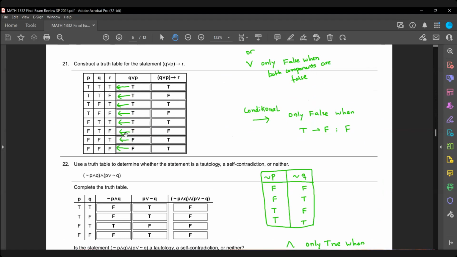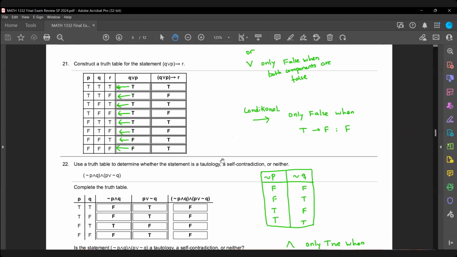True, then false will always be false. But in this case, false, then true, that is true. Okay, look at the order. It is first the false, then the truth, that must be true. False, then false, that will be true. The only time a conditional is false is when it is in this exact order: true, then a false. For example, here, true, then the false.